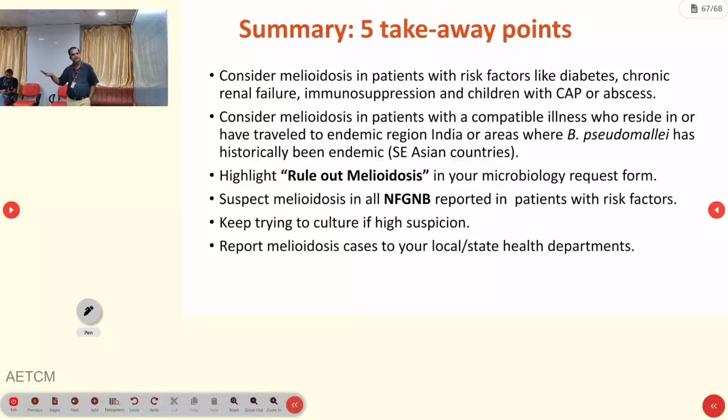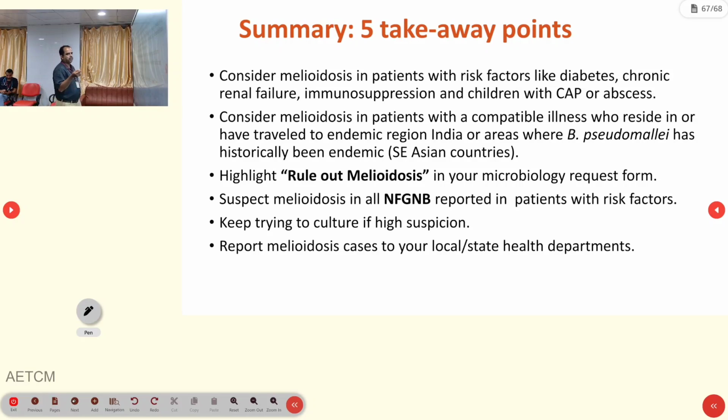So, summary: think of melioidosis when you have risk factors in your patient: chronic renal failure, diabetes, CLD, anything. Diabetes mainly. If community acquired pneumonia or deep seated abscess, send a sample, write query melioidosis and send it to us. We'll take care. You do your job, we will also do our job. We'll try our best to find out whether this is the case. It may not be, but we should not miss a single case of melioidosis, because it's a death sentence if the patient is missed.